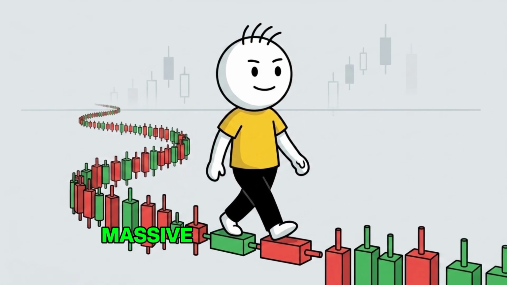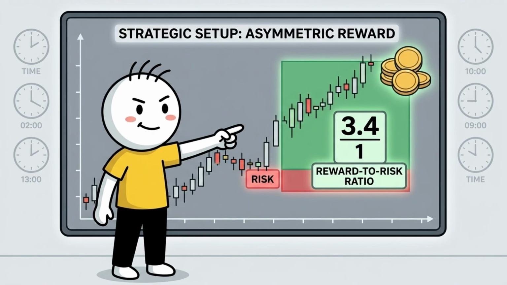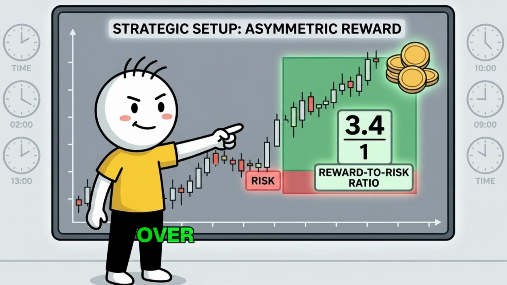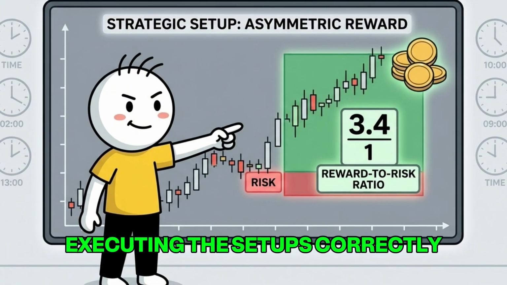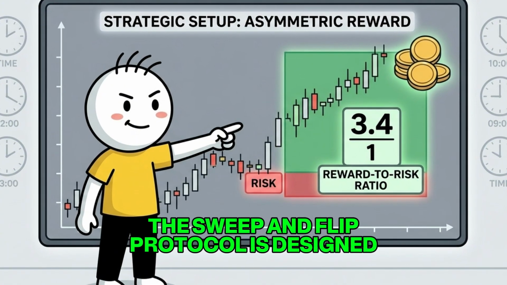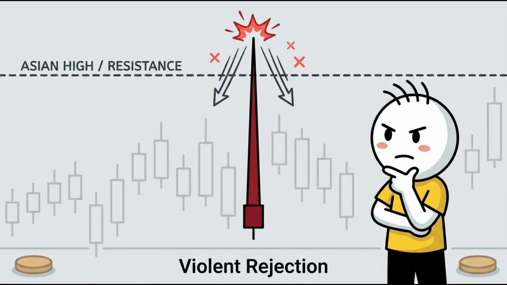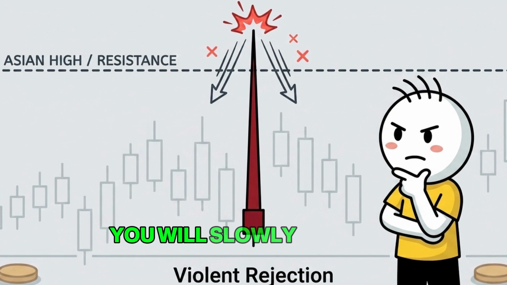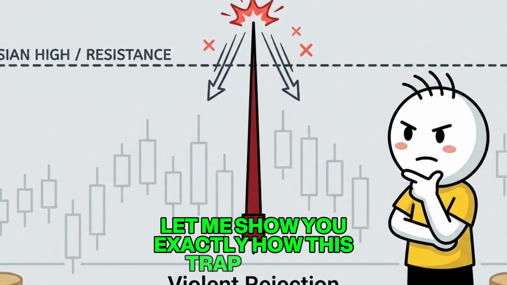The second massive mistake is trading without a minimum 2-to-1 reward to risk ratio. This is one of the biggest reasons traders end up losing money with this strategy over time, even when they are technically executing the setups correctly. The sweep and flip protocol is designed to be a sniper strategy that gives you incredibly clean entries. But if you ignore your mathematical reward to risk ratio, you will slowly destroy your account performance. Let me show you exactly how this trap works.